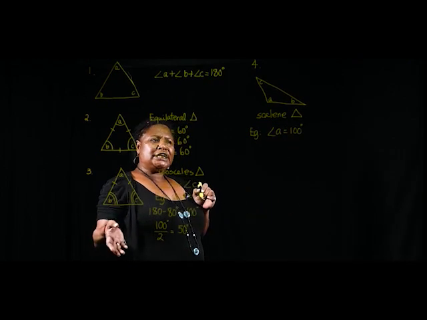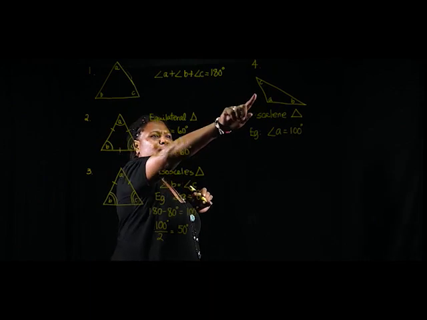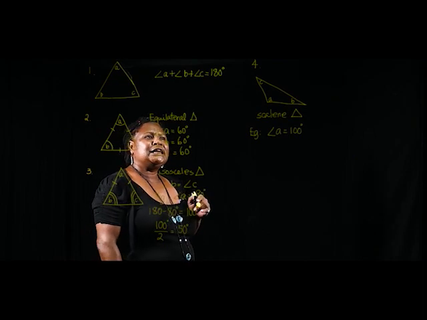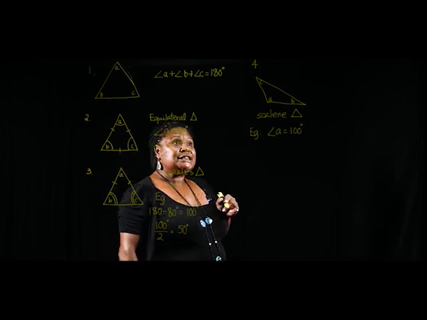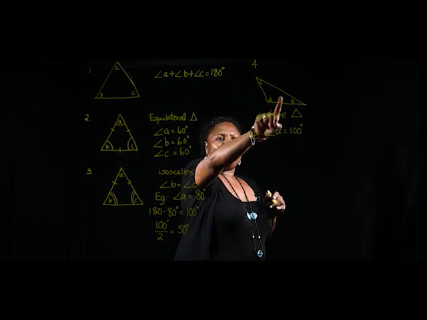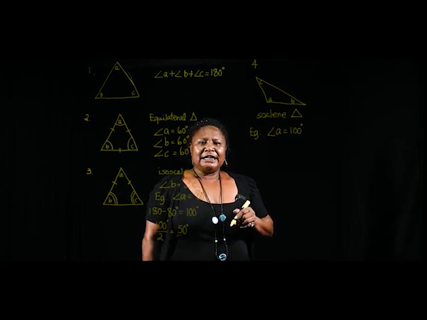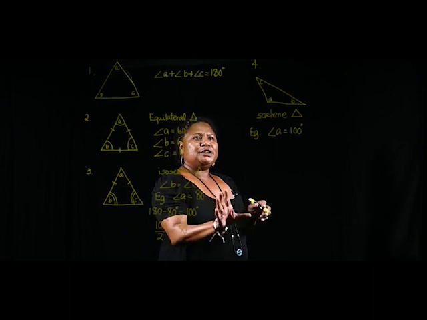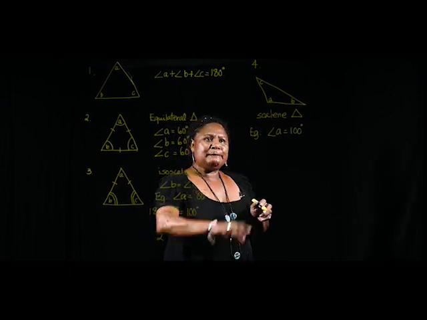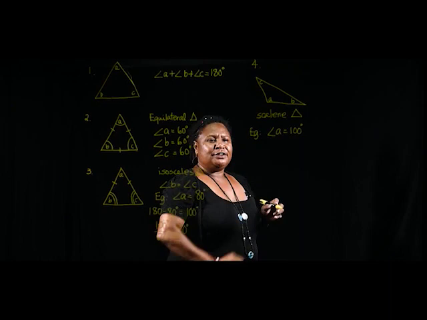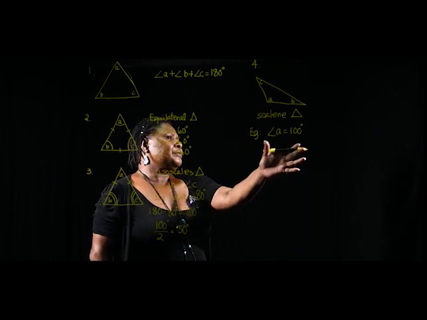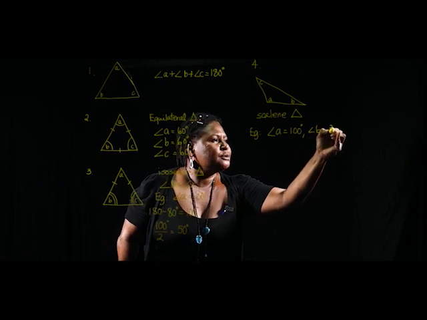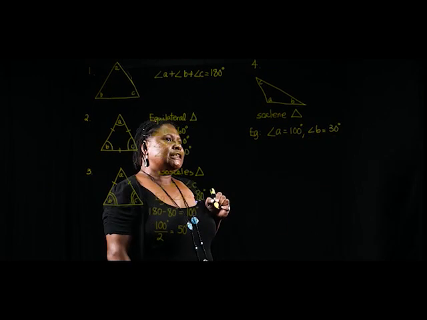Now let me mention here, with a scalene triangle, we know that all sides are different measurements. Okay? So if all sides are different measurements, then all angles will also be different measurements. Okay? Or different values. So we will use this example to show what I mean. Angle A is 100 degrees. All right? And angle B will be equal to 30 degrees.